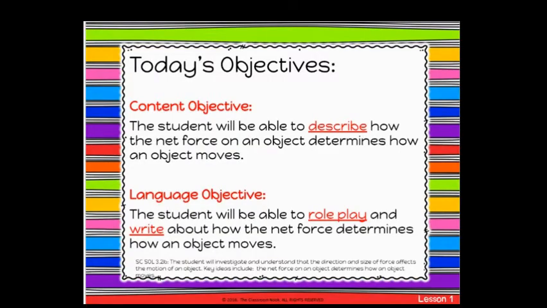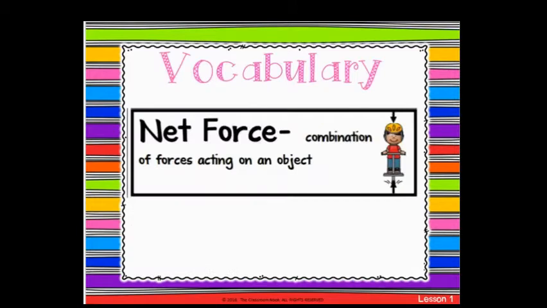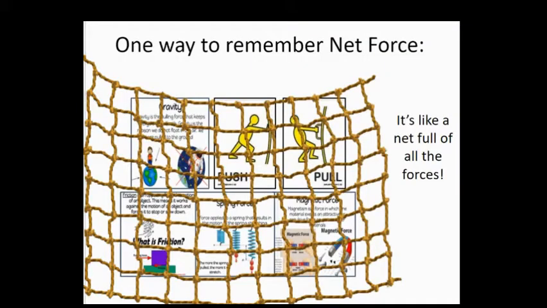Today, we are going to be able to describe how the net force on an object determines how an object moves. You'll also be able to write about and label how the net force determines how an object moves. So, remember, net force is just a combination of forces acting on an object. One way to remember net force: it's like a net full of the forces. Literally, that's the way you can think of it. Think of a net full of all the forces.